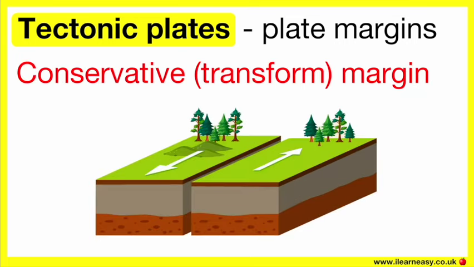Conservative plate margin. This is also known as transform. This is when two plates slide against each other, either in the same direction or different directions at different speeds. This can result in earthquakes.